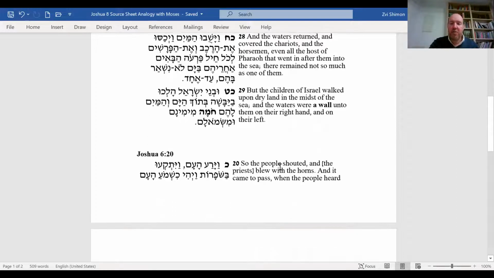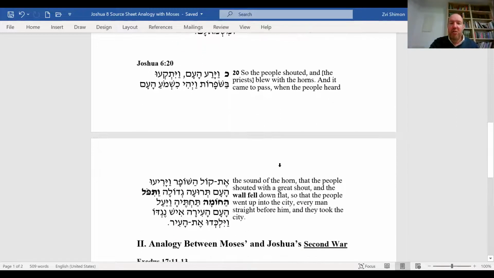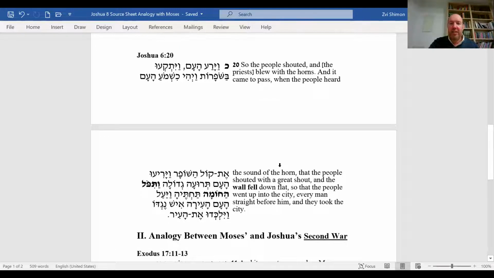Of course, we remember how Jericho was defeated on their final round. So the people shouted and the priests blew their horns. And it came to pass when the people heard the sound of the horn that the people shouted with a great shout, and the wall fell down flat, so that the people went up into the city, every man straight before him, and they took the city.